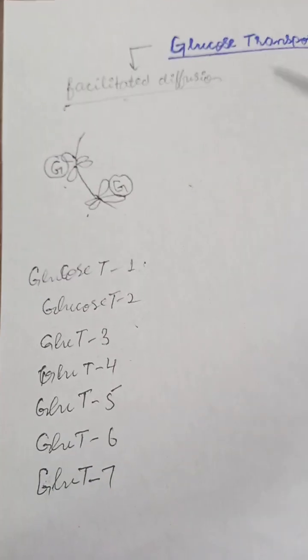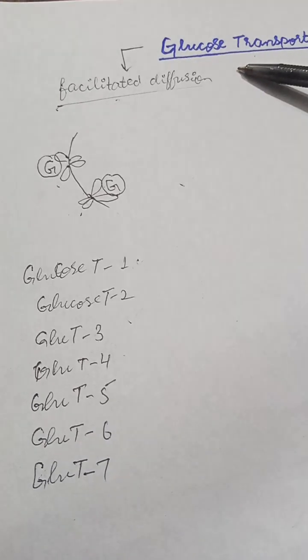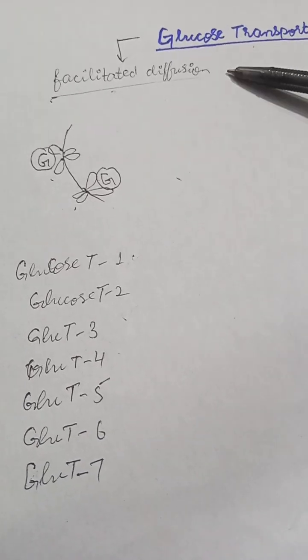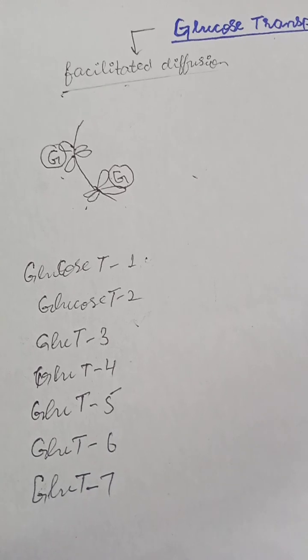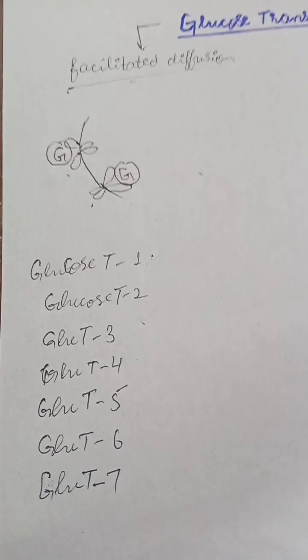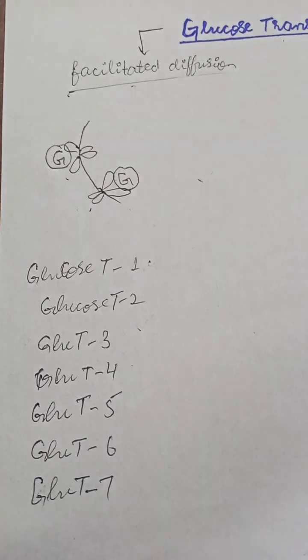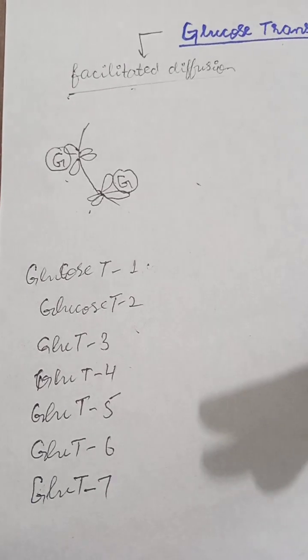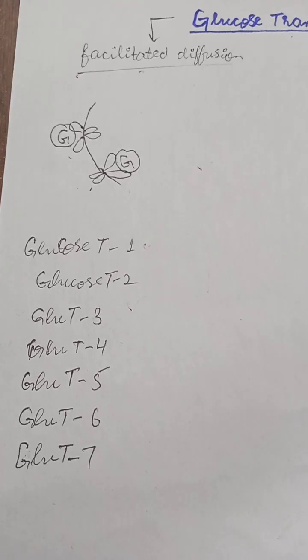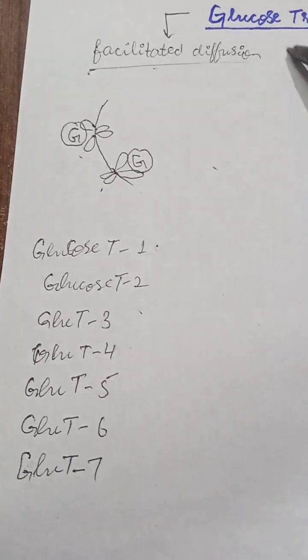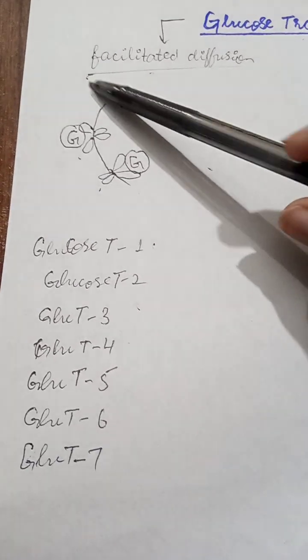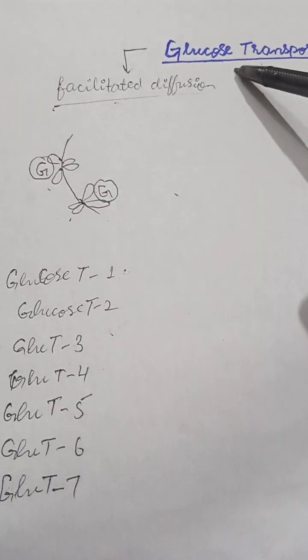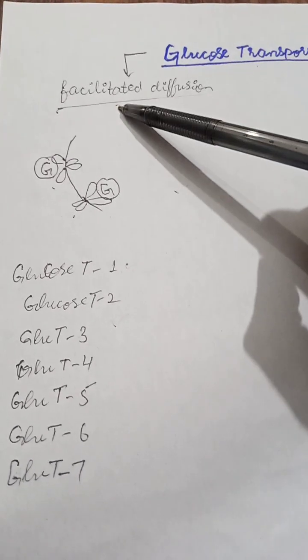We know what diffusion is. Diffusion is movement from higher concentration to lower concentration, and it doesn't require any kind of energy. Facilitated means it is facilitated by something, and in this case, as in most cases, it is a protein. So for facilitated diffusion of glucose, we have proteins.